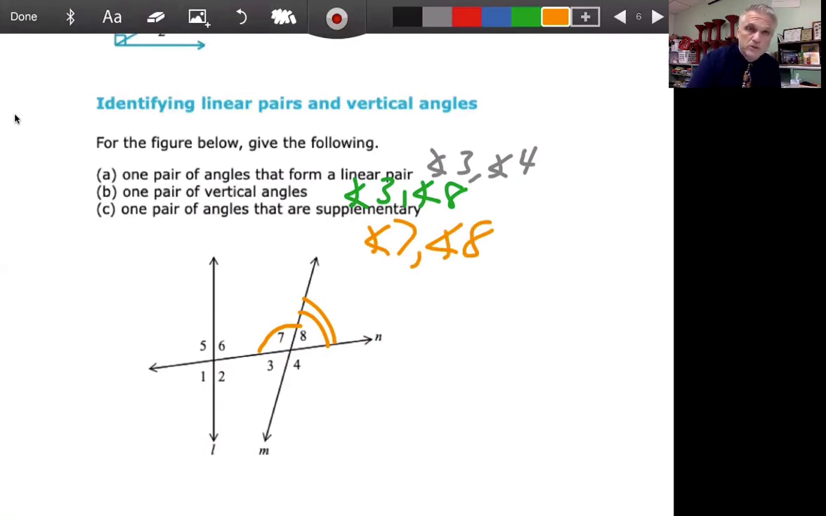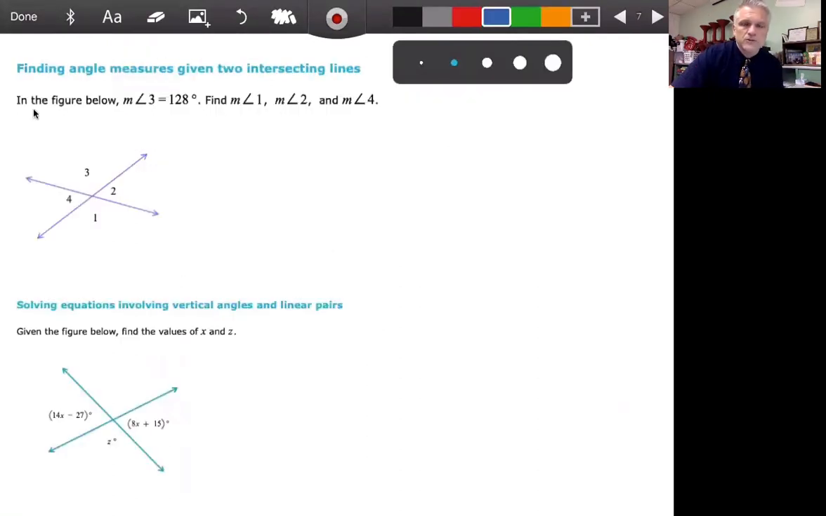Okay, one more page. These last two questions are maybe my favorite type of questions in this unit, just because you get to do a little problem solving. It's kind of like a little puzzle. So all you need to remember is linear pairs add up to 180 and vertical angles are congruent. Those are the two things you need.